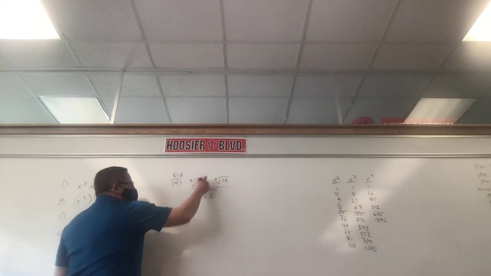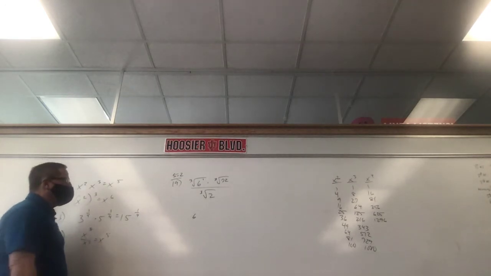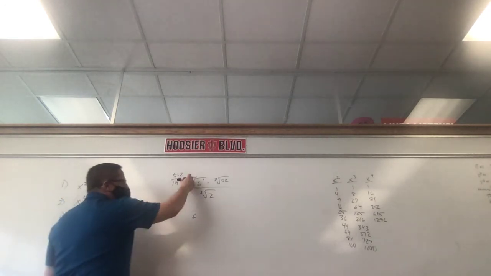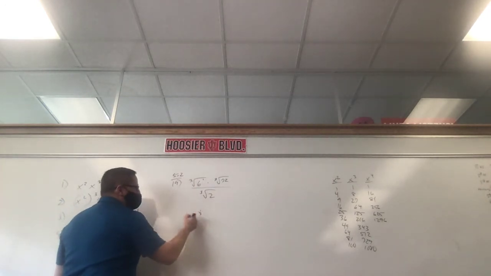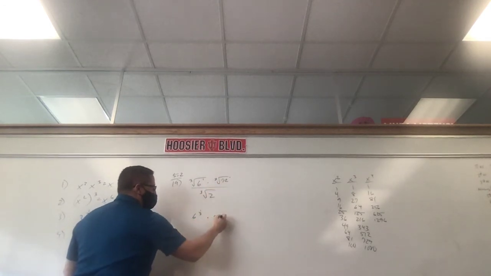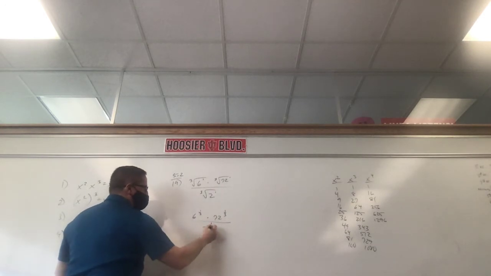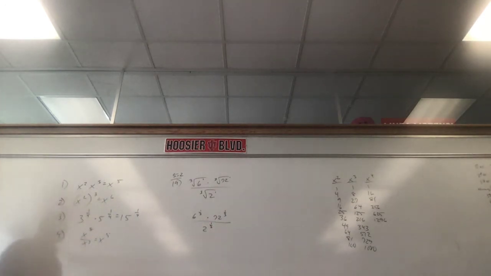The cube root of 6 is the same as 6 to what power? 3 over 1 or 1 over 3? 1 over 3. 3 is the first thing, so it's going to be the last thing. So 6 to the 1/3 times, again, 72 to the 1/3 over 2 to the 1/3. If we write it like that, it looks a little more like number 3.